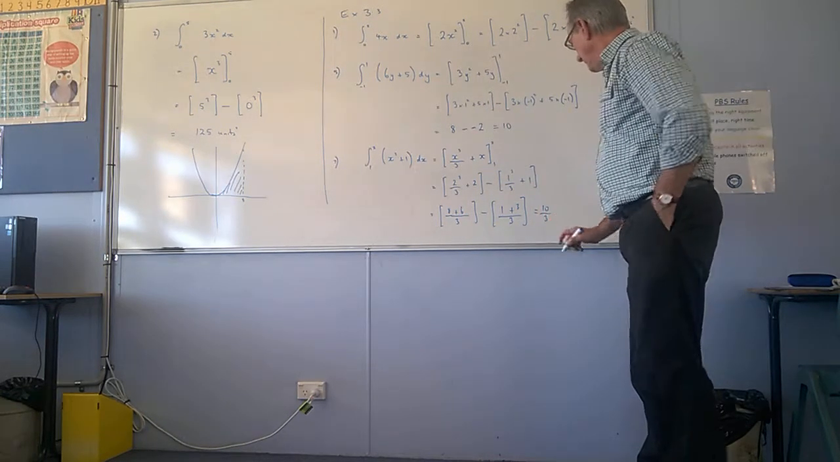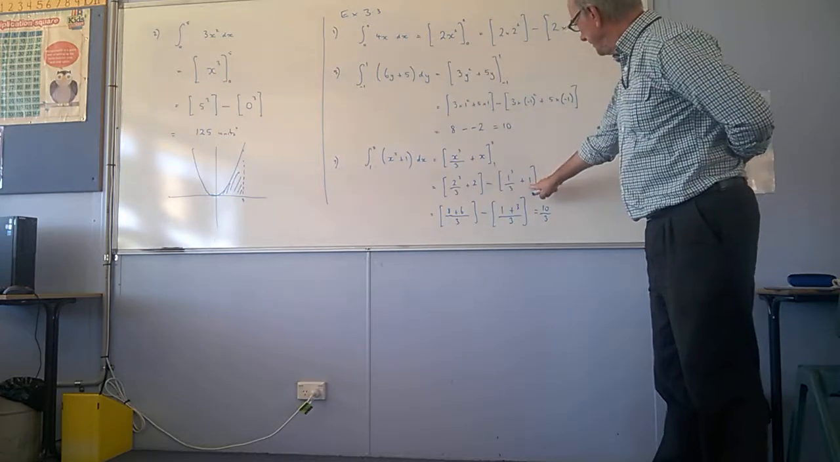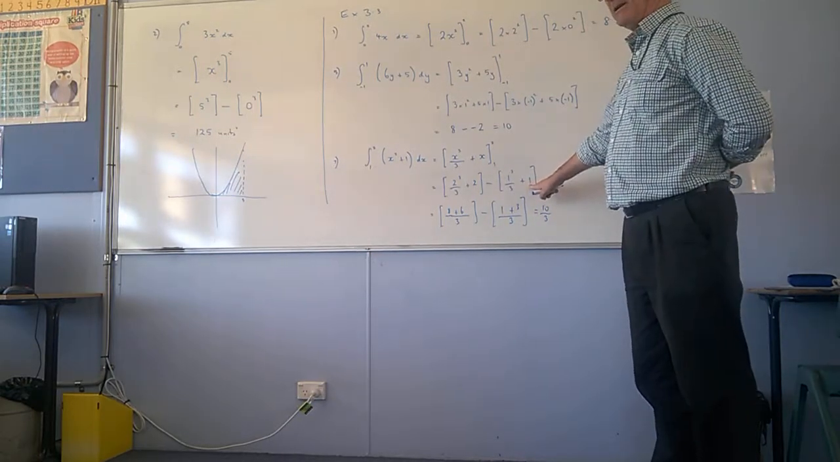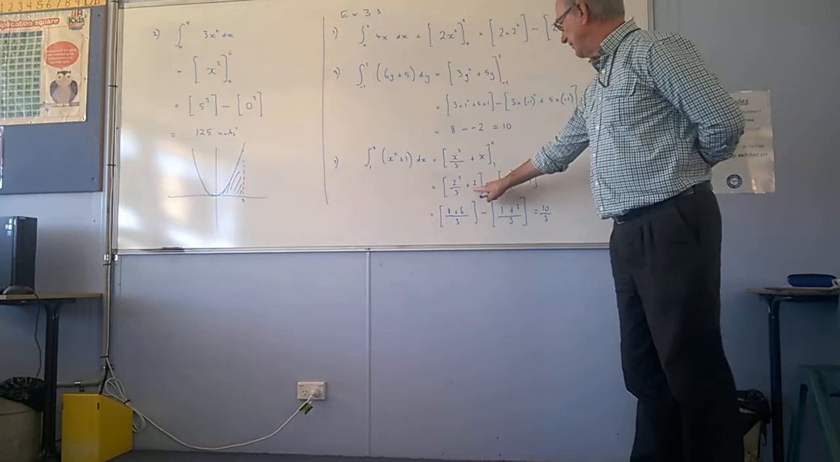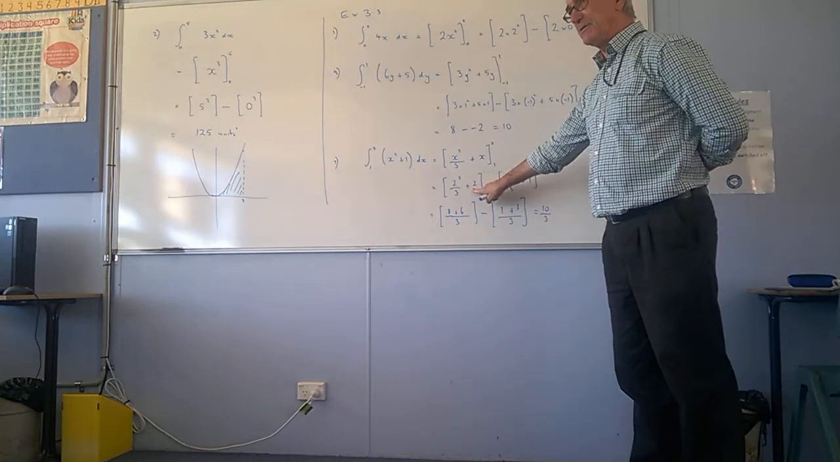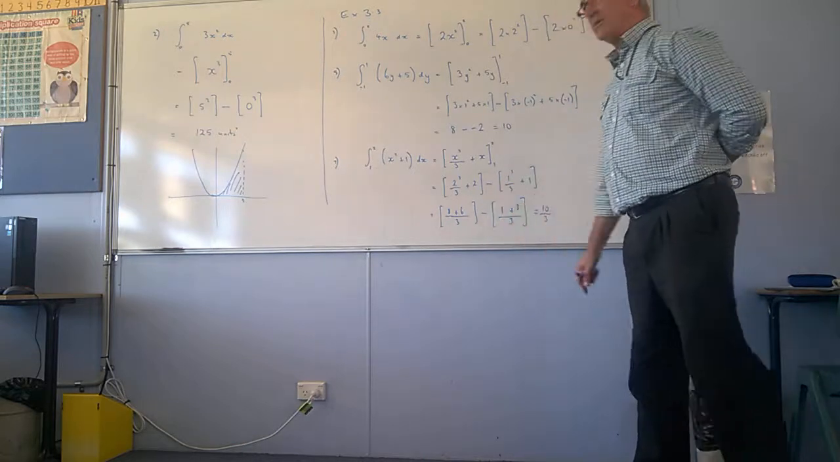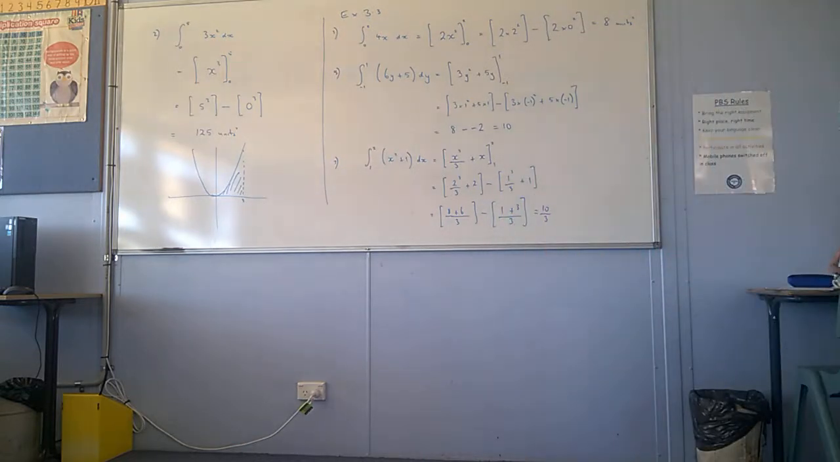Why is it 1 plus 3 over 3? Okay, because I just converted that to 3 over 3, so that I can put them all over the same denominator. Same deal over here, I made the 2 6 over 3, so I can put them all over the same denominator. It just makes it easier.